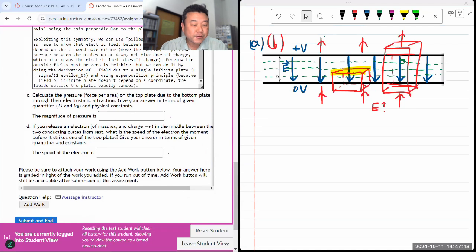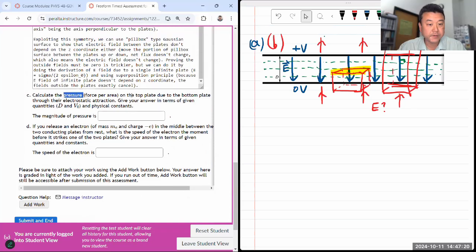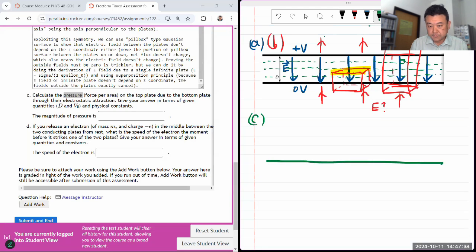All right. Calculate the pressure, force per area, on the top plate due to the bottom plate through their electrostatic attraction. Oh, okay. So for C, I guess what I have to be careful is that I don't include the field due to the top plate. So really what I have is the bottom plate will have negative charge on it. So it'll be producing an electric field that looks like this on its own.